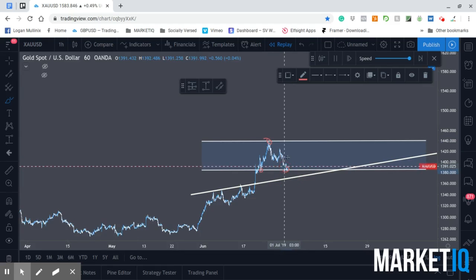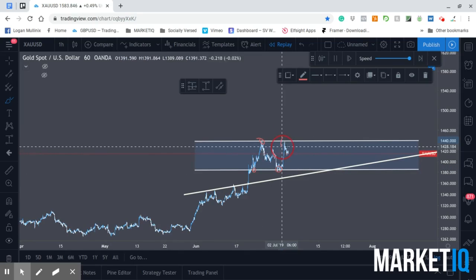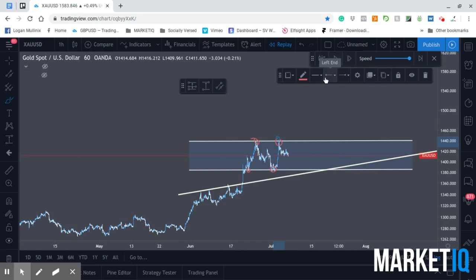We have our sideways channel confirmation right here from these 2 points. And then we have a touch here. So this channel is now confirmed. Let's just watch what plays out within this channel. So we have our touches that confirm the channel. Now remember, when we see price touch the top, we're expecting a sell. When we see price touch the bottom, we're expecting a buy.